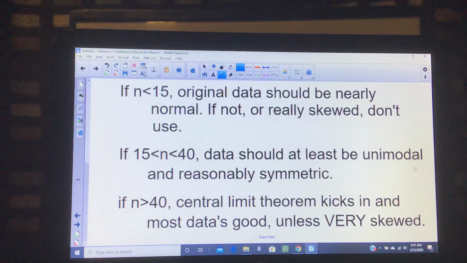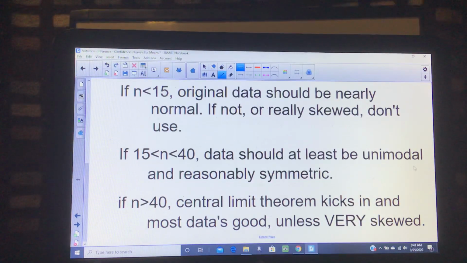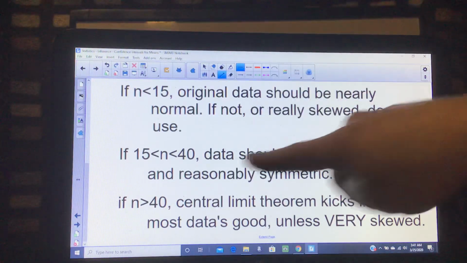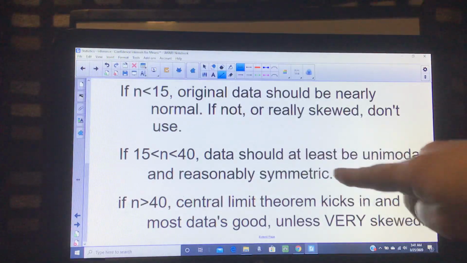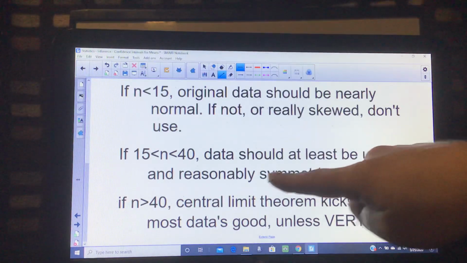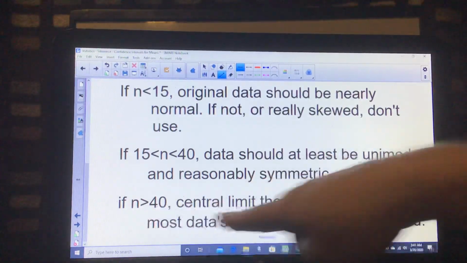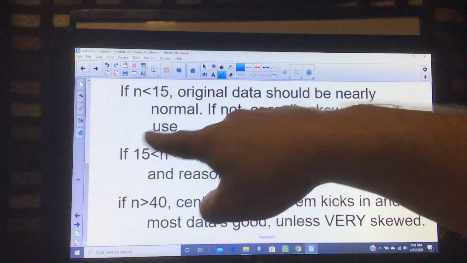So this nearly normal condition, basically when you write it, you just note your sample size. If your sample size is under 15, you've got to look at the original data. If your sample size is between 15 and 40, you still want to look at the original data, but it just has to have a roughly unimodal and symmetric look. It doesn't have to look really normal. If you're over 40, you usually don't have to check anything. You can just go ahead. So in our case, I'm going to have to do this part.